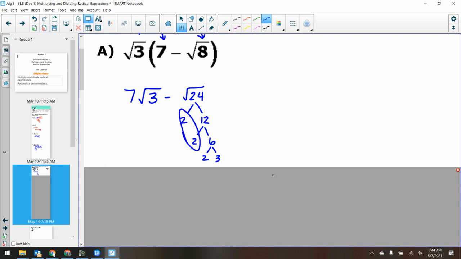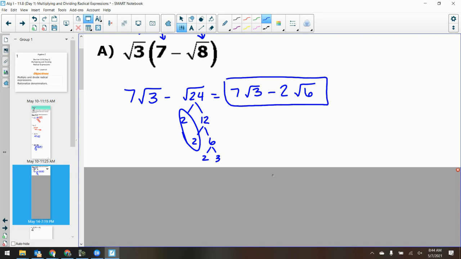Let's buddy up with a set of 2s. So I've got 7 radical 3 minus 2 radical 6. Now, can I combine those 2 things? Can I subtract those? No. They don't have common radical terms, so I have to just leave it separated like that. Why don't you guys try the next one on your own?